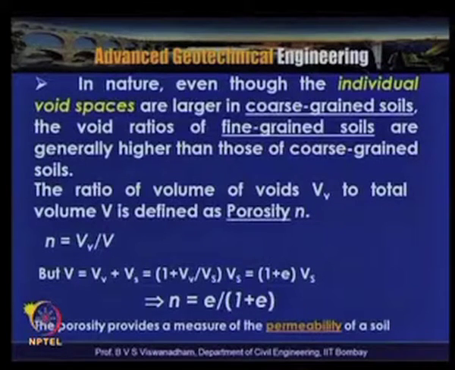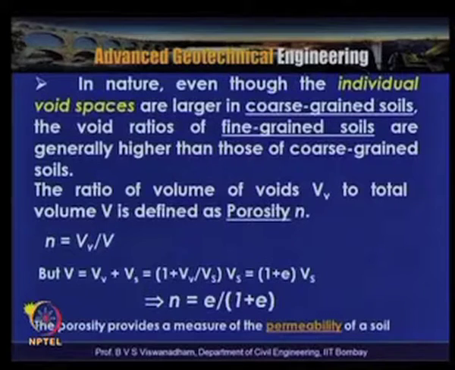This is nothing but the ratio of volume of voids to total volume, generally expressed as a percentage. If you take Vv plus Vs is equal to total volume V, you can write V is equal to 1 plus Vv by Vs into Vs, so we can write that as 1 plus e into Vs. That means you can get an interrelation between porosity n and void ratio e, which is n is equal to e by 1 plus e.